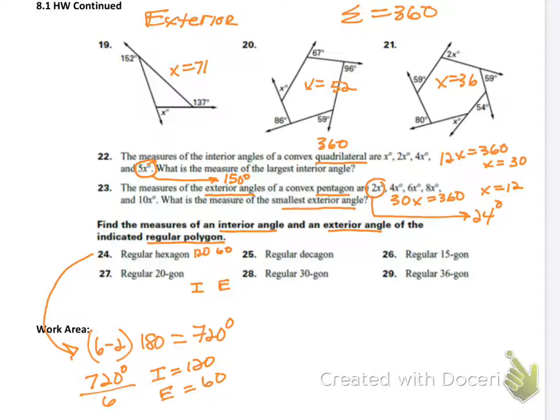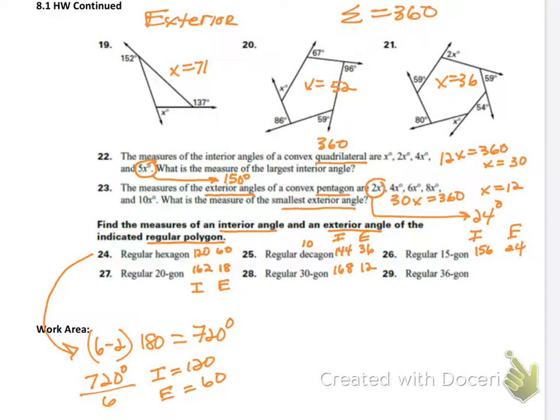Okay, I'm not going to show you the work for the rest of these. It's the same procedure. So just apply what we've done in this first problem. Okay, decagon is 10. So that means my interior is going to be 144 and my exterior will be 36. A regular 30-gon, my interior is 168 and my exterior is going to be 12. 15-gon, my interior is going to be 156. My exterior will be 24.